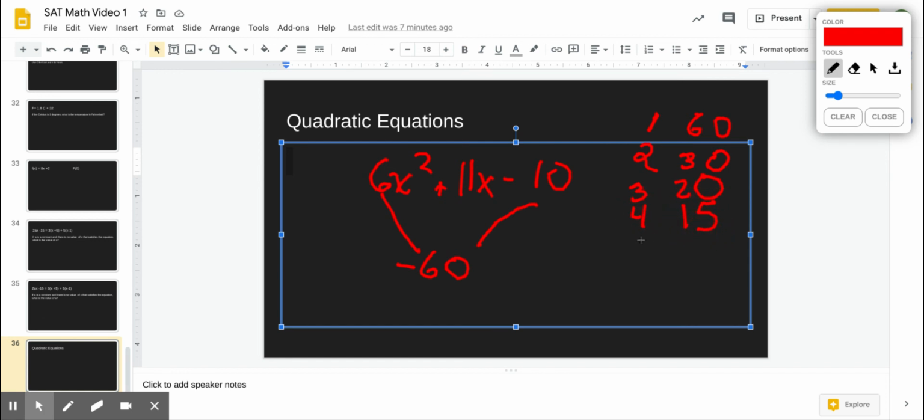So 4 and 15 do work, but we have to know what sign. Negative 4 plus 15 is 11. So we're going to use 4 and 15, and it'll be negative 4 and positive 15. Remember, we multiply the a term and the c term. We got negative 60. So now I can erase this out here.